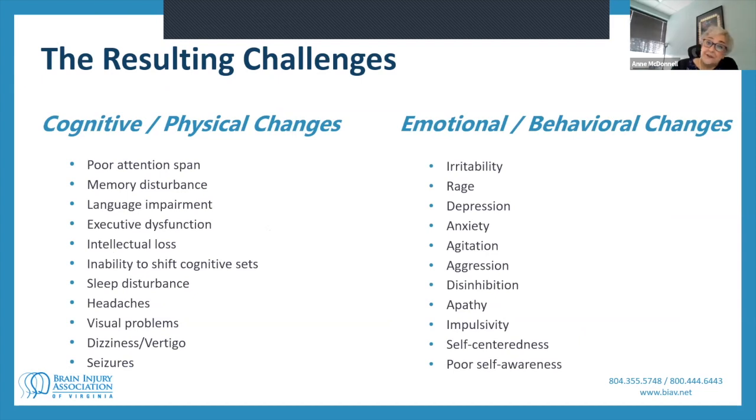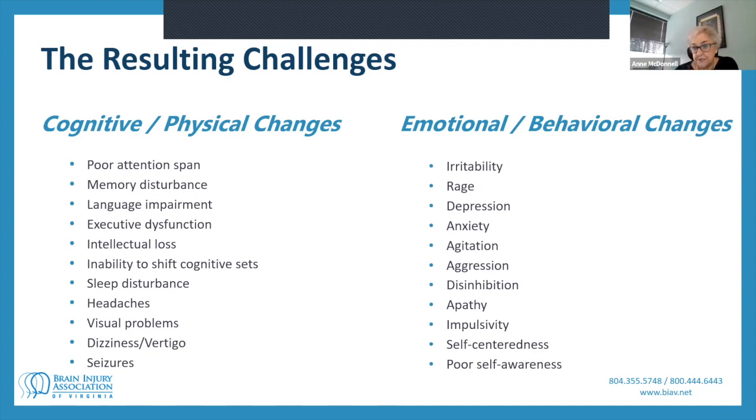So when somebody has a brain injury, they're faced with an awful lot of challenges. They may have cognitive and physical changes that you see. Their attention may suffer. They may have memory problems. They may not be able to speak as well or find the right word. They struggle to exhibit good executive function, and we're going to talk about that in some detail later. There may be, but may not be, actual intellectual loss. People with brain injuries can sometimes get stuck on an idea or a thought and find it very difficult to shift their cognitive set. They might have sleep problems, probably do have sleep problems, headaches, visual problems, dizziness, vertigo, seizures. That's just the top of the list.